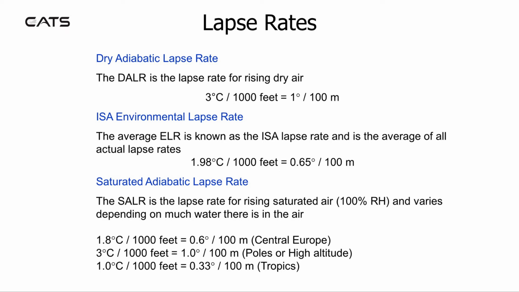But at the poles or high altitude where the air is drier, it's 3 degrees per 1,000 feet or 1 degree per 100 meters. Whereas at the tropics, where the air is wetter, it's 1 degree per 1,000 feet or 0.33 per 100 meters. This is because latent heat can be released to warm the air, thus decreasing the lapse rate.